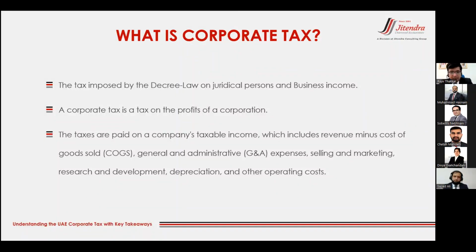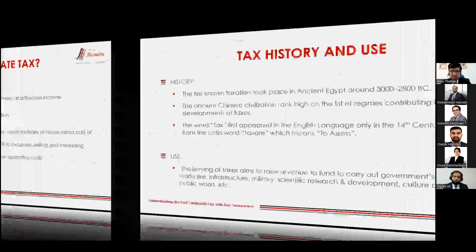Now, to calculate corporate tax, there is a simple formula which I have brought down here. Taxes are paid on the taxable income, and we arrive at taxable income by sales minus cost of goods sold, minus general administrative expenses and selling and marketing expenses, minus depreciation and other operating costs, and plus or minus various corporate tax provisions. So with this, we come to our taxable income.